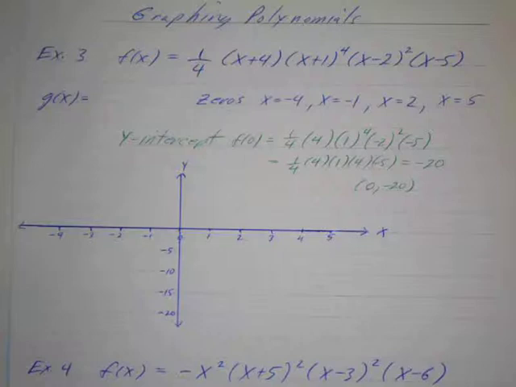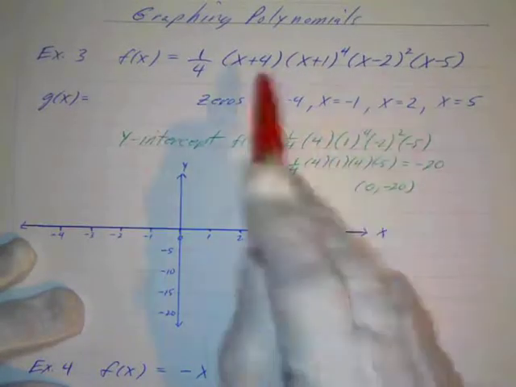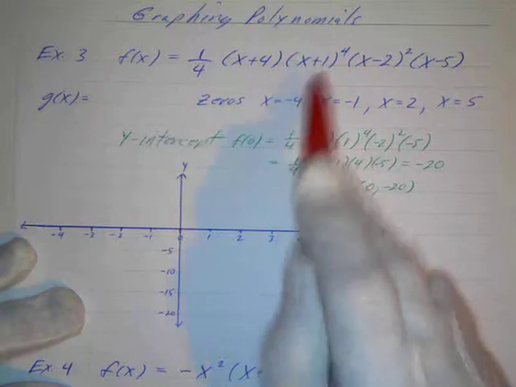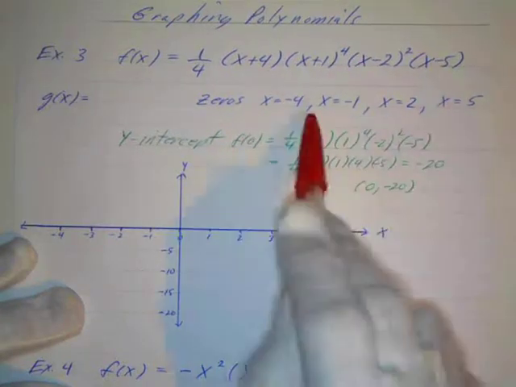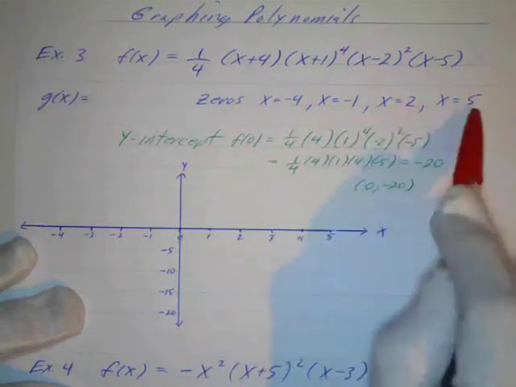And another example of graphing parabolas, and this is f of x equals 1/4 (x plus 4)(x plus 1)^4 (x minus 2)^2 (x minus 5). So we got a lot of zeros here. We've got 4 zeros. If any one of these factors is equal to 0, the whole product will be 0. So negative 4 will make this 0. Negative 1 plus 1 is 0. 2 minus 2 is 0, and 5 minus 5 is 0. So these are my zeros: x equals negative 4, x equals negative 1, x equals 2, and x equals 5.